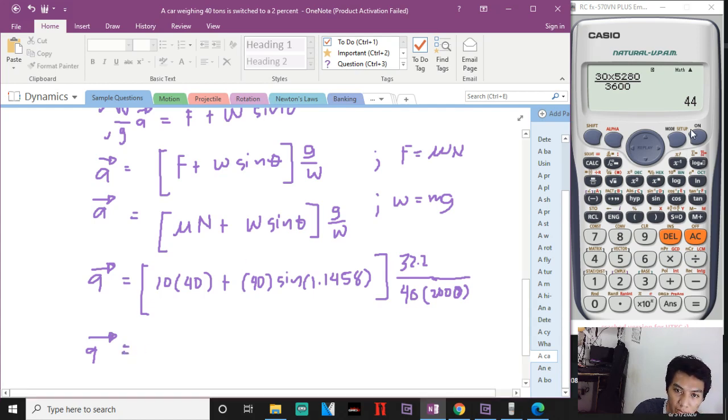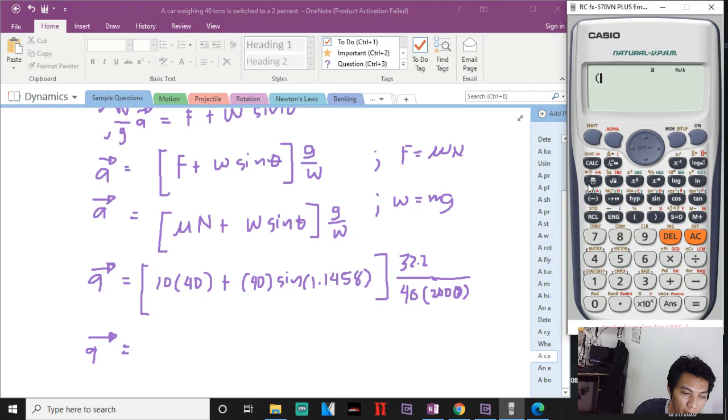So the acceleration will be, let's calculate it all together in one go: 10 times 40 plus 40 sin 1.1458, times 32.2, and then over 40 times 2,000.